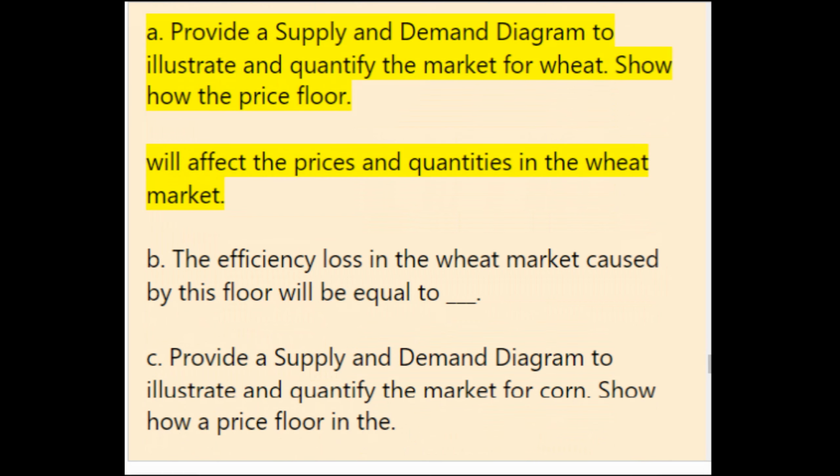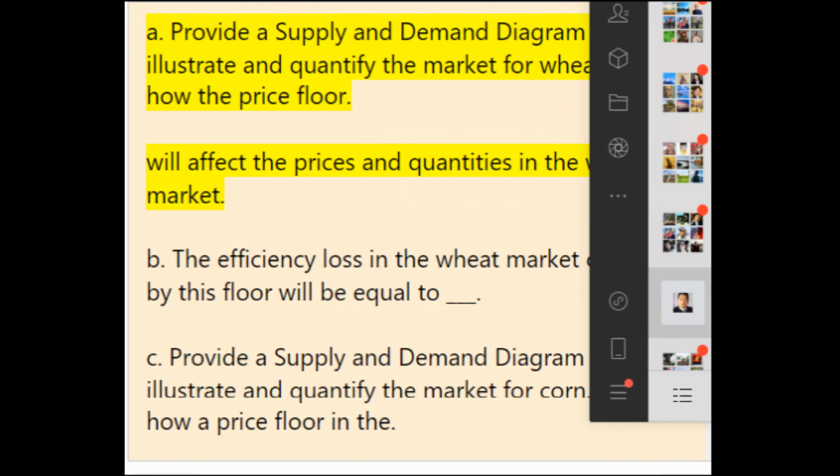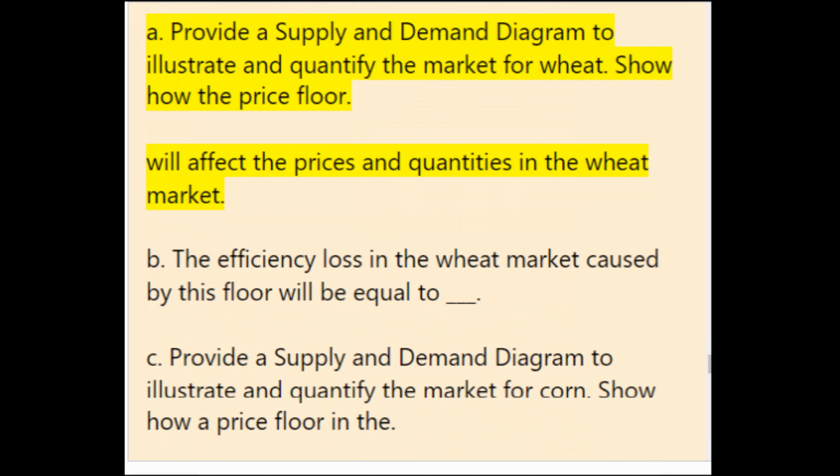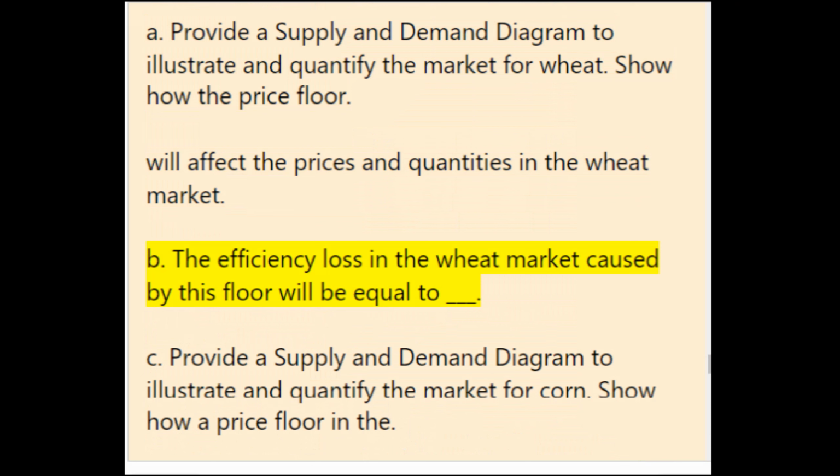Provide a supply and demand diagram to illustrate and quantify the market for wheat. Show how the price floor will affect the prices and quantities in the wheat market. B. The efficiency loss in the wheat market caused by this floor will be equal to ____.